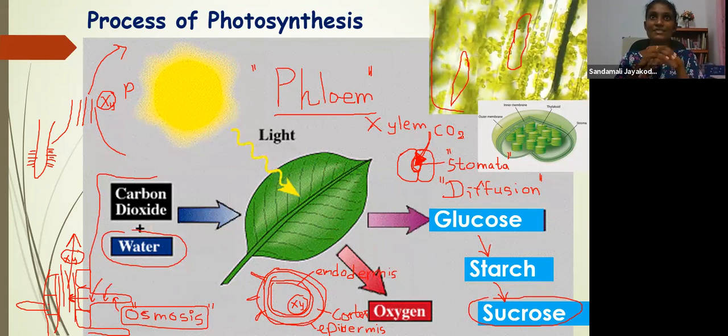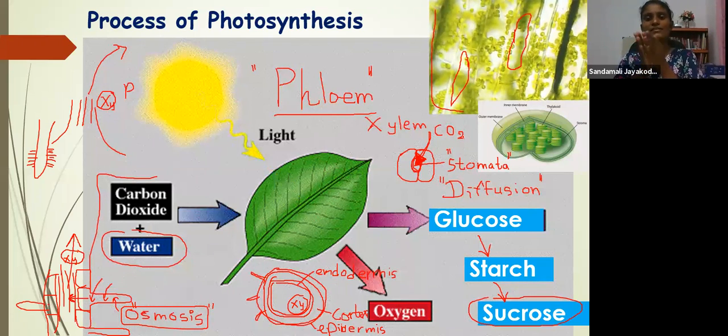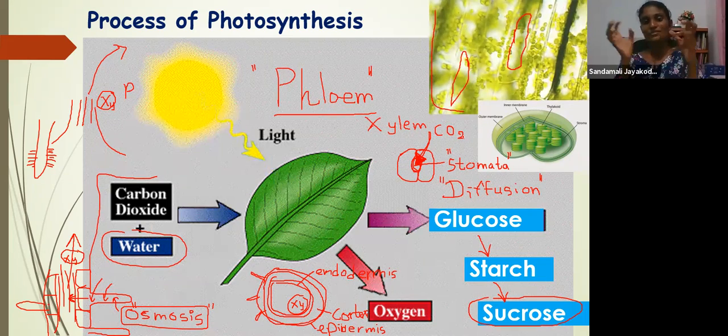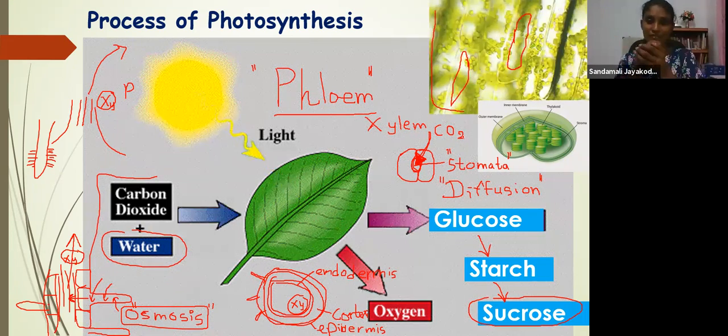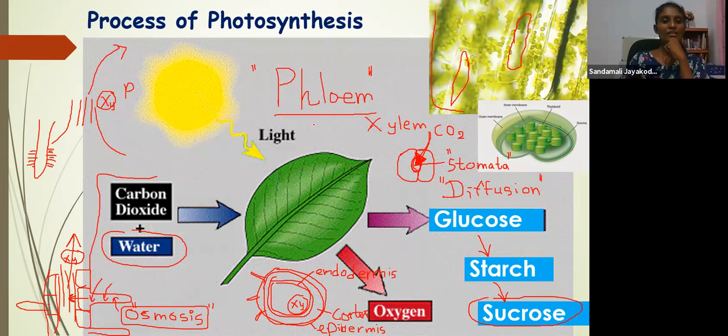Here there were some cells which contain chloroplast inside the plant leaf. Those are named parenchyma cells. Actually, they are parenchyma cells. So they are two types, palisade parenchyma and spongy parenchyma. Both of these parenchyma cells are inside the leaf, so we call them mesophyll. Meso means the middle. Mesophyll cells. So that is the way of absorbing carbon dioxide gas and water.